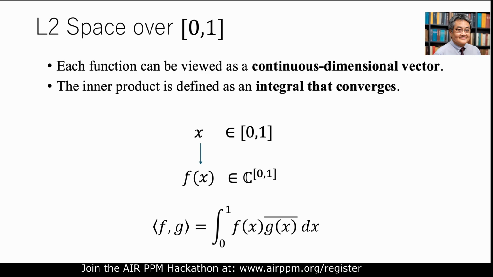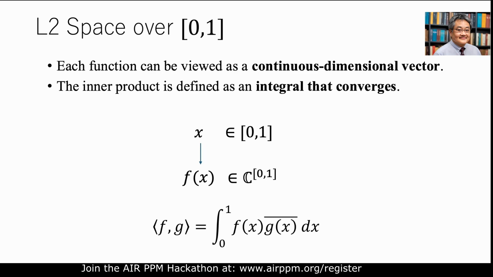We can further extend the domain of functions from a discrete set to a continuous one. Here, we assume the domain is an interval from 0 to 1. Just as when the domain consists of natural numbers, each function can be viewed as an infinite dimensional vector, although its components now form a continuum. Under the assumption of convergence, the sum used to define the inner product can be replaced with an integral. Recall that an integral is simply a continuous sum.